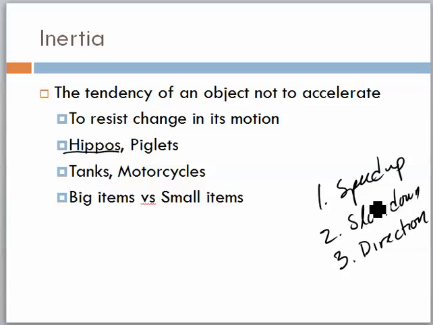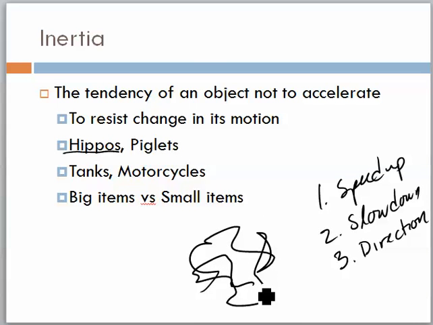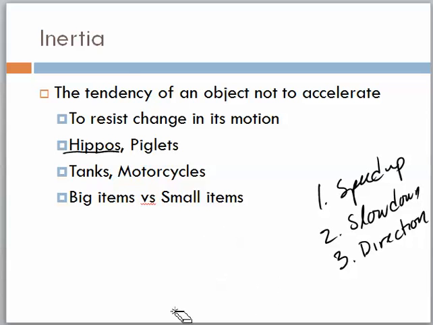A hippo, it's not easy for a hippo to speed up. It's not easy for a hippo to slow down. And it sure as heck is not easy for a hippo to change direction. Whereas a piglet, if you've ever watched on TV, piglets dart all over the place. It's almost impossible to catch a piglet because they can change direction, they can speed up, and they can slow down very quickly. A tank, for example, doesn't speed up very easily, doesn't slow down very easily, does not change direction very easily. Whereas a motorcycle, they can speed up, slow down, turn, they do all types of things.